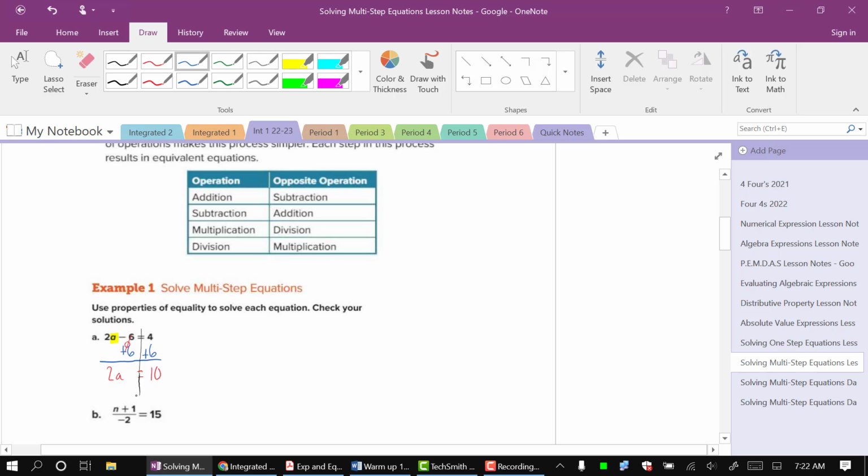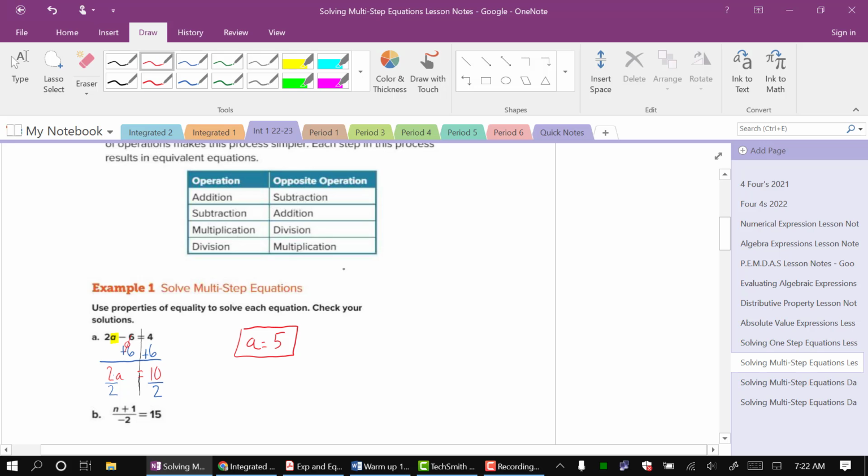Now I want to undo the multiplication that's happening because this is 2 times a. So to undo the multiplication, I'm going to divide both sides by 2. 2 divided by 2 is just 1, so we are left with a. 10 divided by 2 is 5. So we've solved this equation.